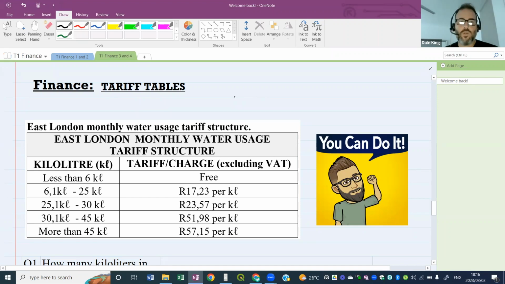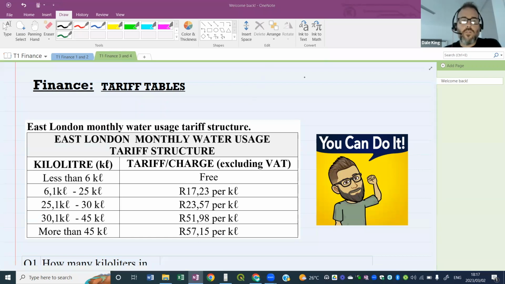So they decided that 6 kiloliters is enough for an average household for basic water usage in 1 month. And because of that, a lot of the municipalities back then had this first category here that if you use less than 6 kiloliters of water, you don't get charged for it. Today, they don't really do that. I think there might be one or two smaller ones, but most of the major municipalities still charge people for the first 6 kiloliters.